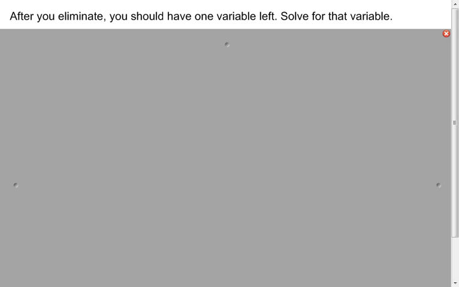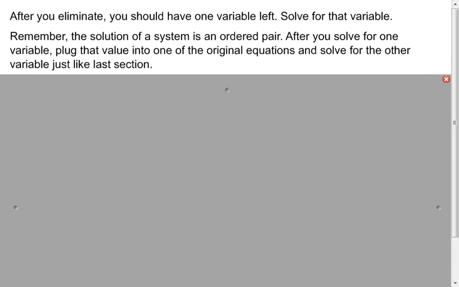After you've eliminated one of the variables, you should have one variable left. Solve for that variable, just like you did in the substitution lesson. Remember, the solution of a system is supposed to be an ordered pair. After you solve for one of the variables, plug whatever that is back into one of the original equations. It doesn't matter which equation you pick. And then you're going to solve for the variable that you haven't done anything with yet. Just like last section, if you found x, you plugged x back in, and then you had to go back and solve for y.